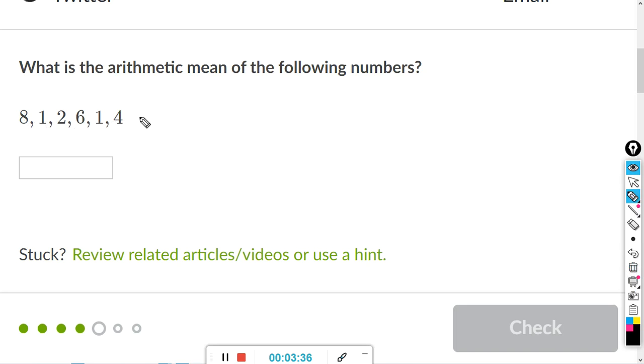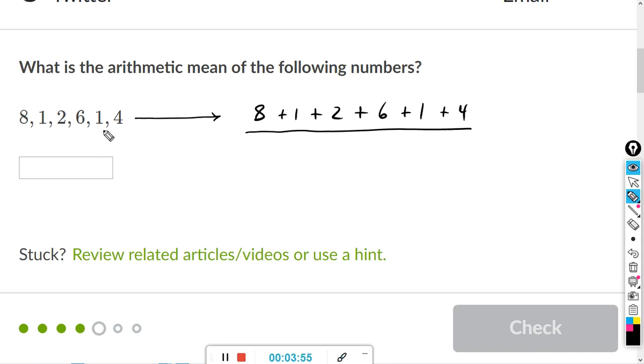So the first step is the sum. I'm going to do 8 plus 1 plus 2 plus 6 plus 1 plus 4. And that is divided by how many numbers we have. 1, 2, 3, 4, 5, 6. So that's going to be divided by 6. Adding these together, 8 and 2 is 10, plus 6 and 4 is 20, plus 1 and 1 is going to be 22.